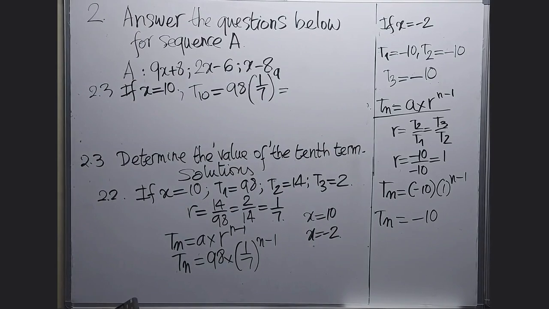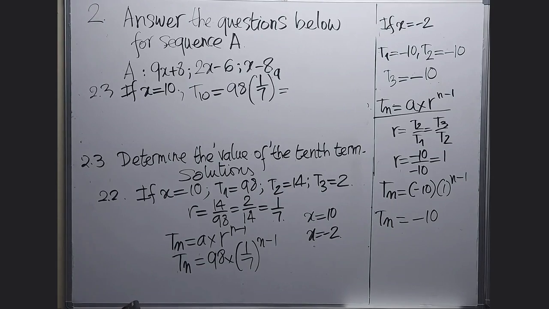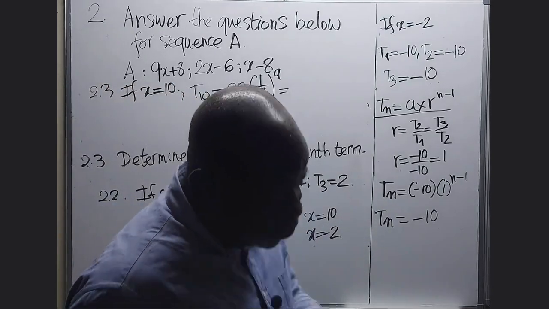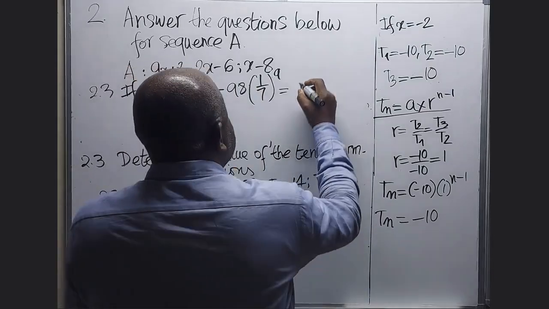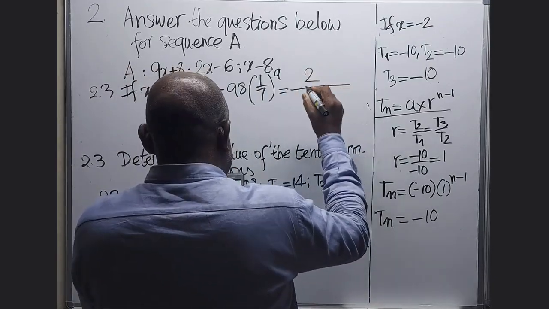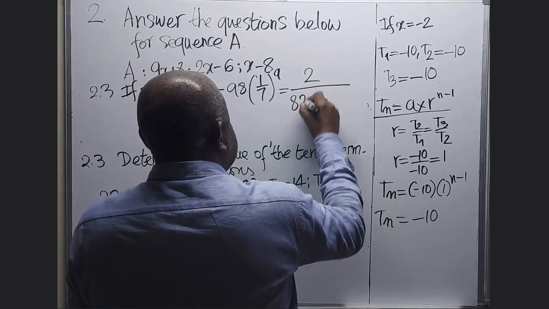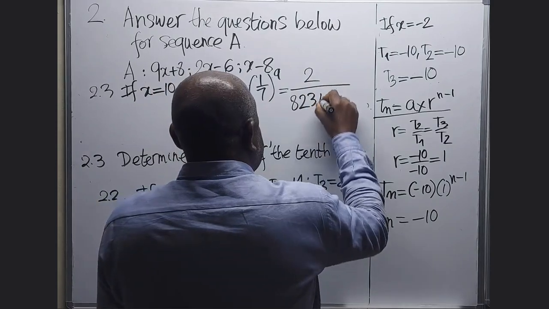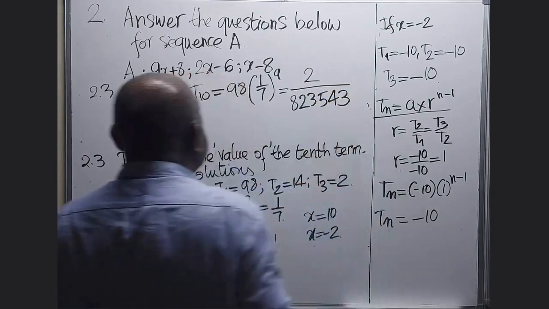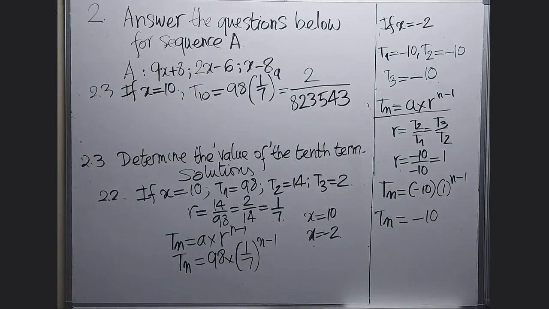98 times 1 over 7 to the power of 9. And the answer is 2 over 823,543. This is the value of T10 for x is equal to 10.